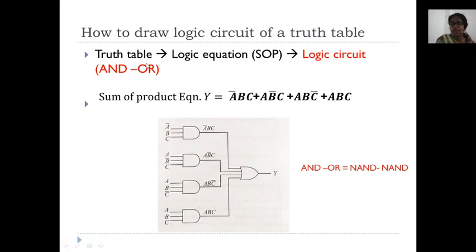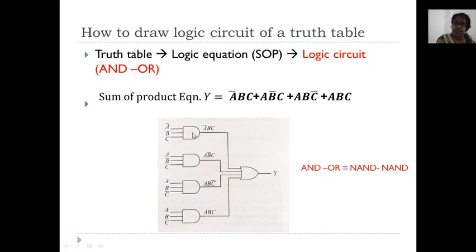So three steps are there. First, the given truth table is converted into a sum of product equation. Second step, that logic equation is converted into a logic circuit. And it's very, very simple. Our logic equation is this one. In the last slide itself I had mentioned this equation. How many products are there? 1, 2, 3, 4. So how many AND gates are required? 4 AND gates. So 4 AND gates are leading to an OR gate. Since there is a plus sign, y will be equal to this.